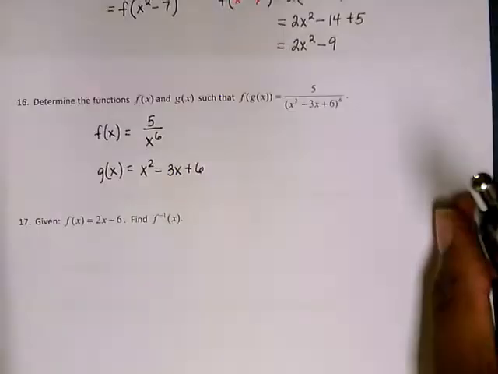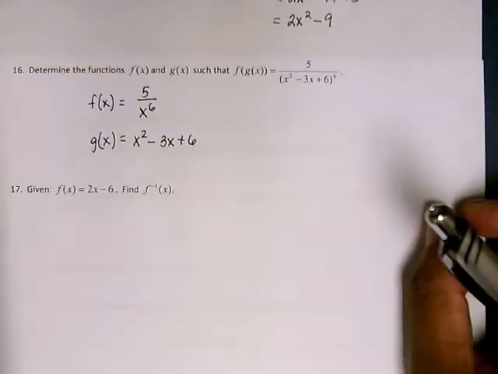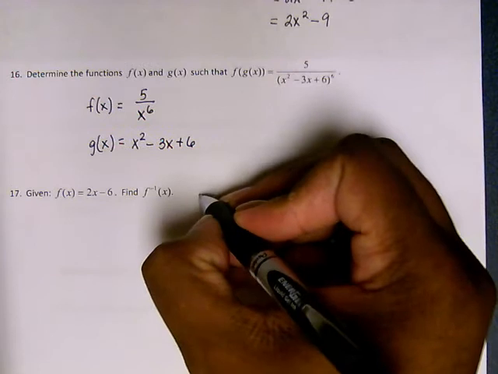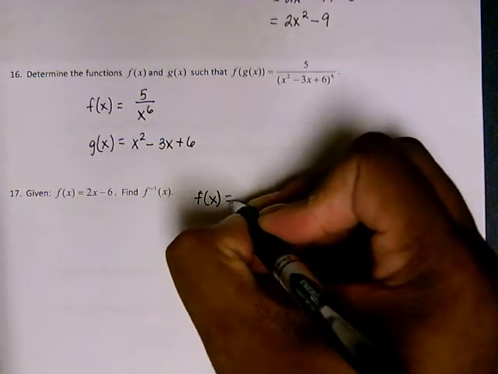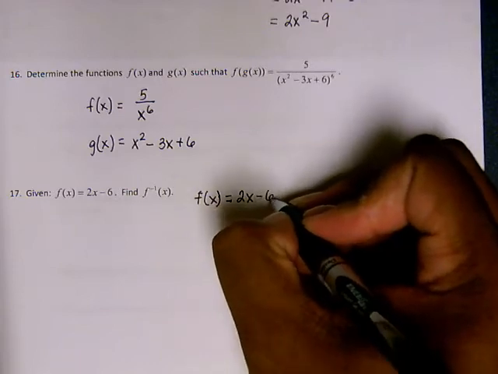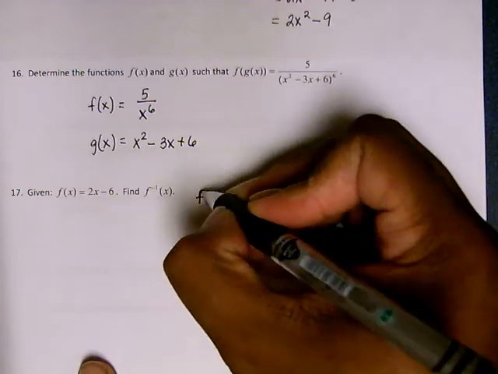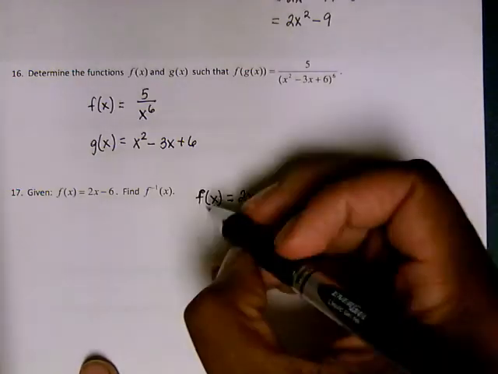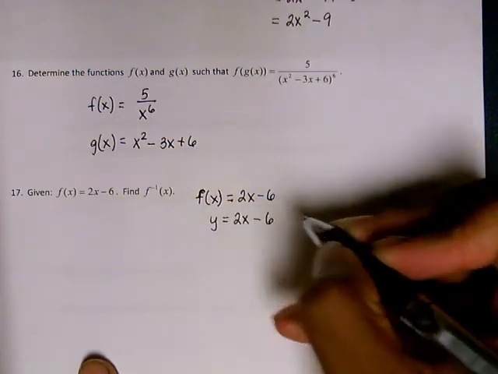Alright, number 17. Here we're finding the inverse of a given function, f of x equal to 2x minus 6. And here I want to find out what f inverse of x is. So I'll start off by writing the f of x is equal to 2x minus 6. And there was a 4-step procedure for finding the inverse of any function. So here, first you replace your f of x with a y. So this will be y is equal to 2x minus 6.